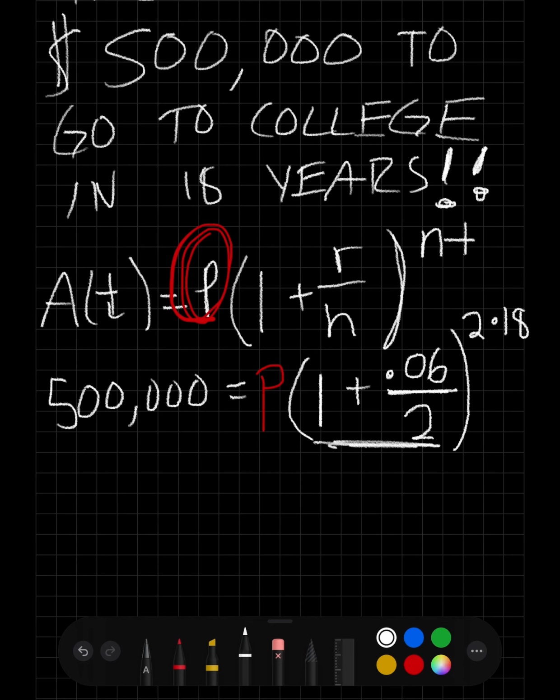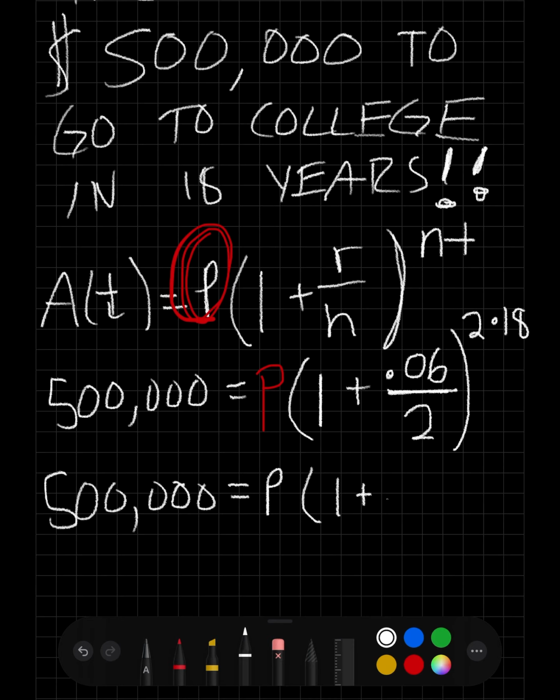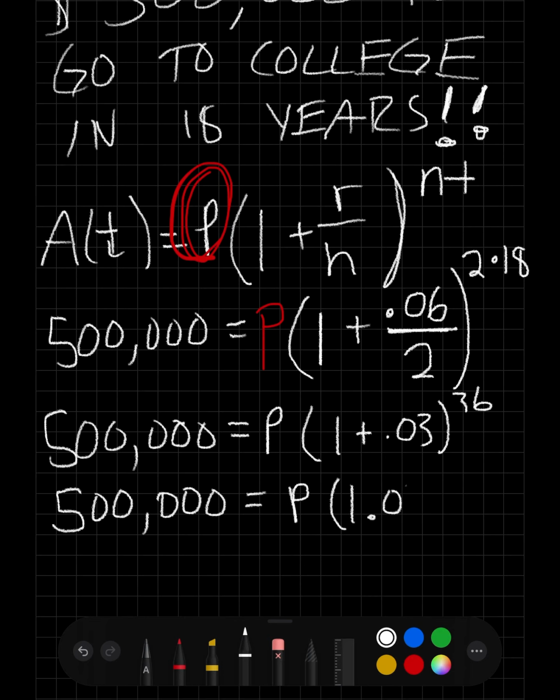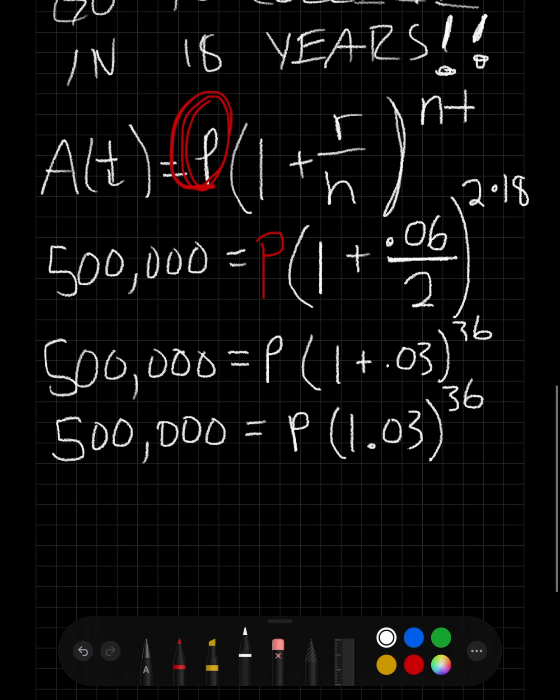So the first thing I'm going to do is simplify my growth factor and simplify my exponent. I'm going to do those 2 steps here. So I have 500,000 is equal to P times (1 plus 0.03) raised to the 36th power. You could use your calculator for this step. That would be a fine use of a calculator, I would say. So I have P times 1.03 to the 36th power. And to solve for P, I'm just going to divide both sides here by 1.03 to the 36th power.